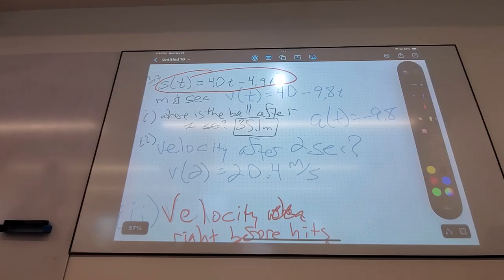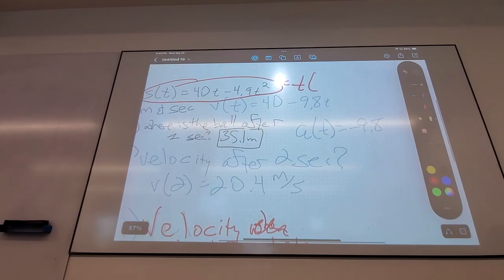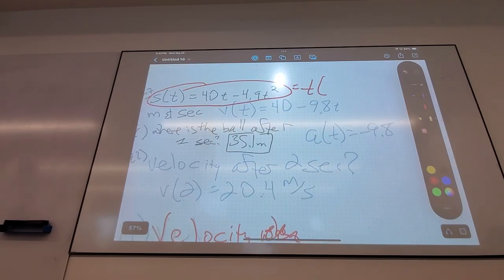Now, when else? Isn't there another time when it's 0? What can I do with this? Factor. So what am I doing right now? It's asking me velocity right before it hits the ground. The only thing I can do to get velocity, what do I have to know? I have to know a time. So right now I'm just saying, how much time would it take for it to almost hit the ground? And then I can plug that in.